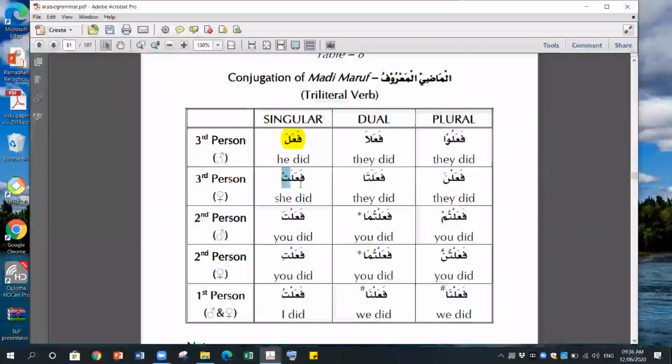These all are third person: it means she did, she heard, she drank, she wrote. So this ta in the end is a symbol of she. She, singular.